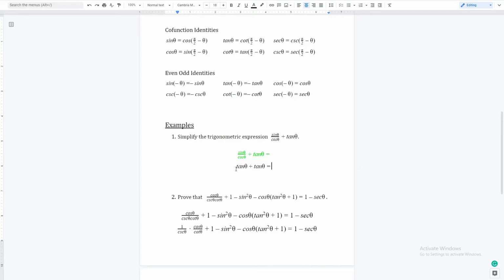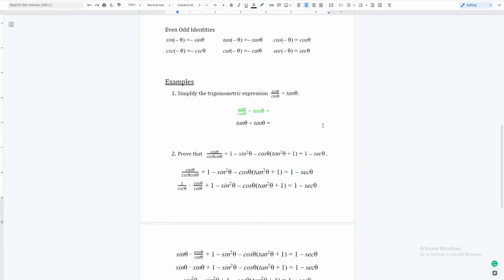And so if we substitute it, we're left with tangent theta plus tangent theta, and that's going to equal 2 tangent theta. And so that's a very simple expression, an example of how you could simplify a trigonometric expression. So let's look at something a little more complicated.